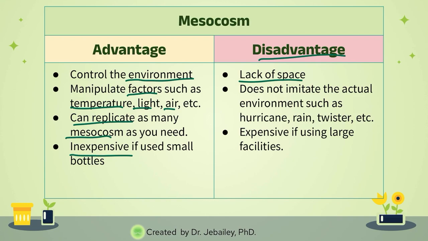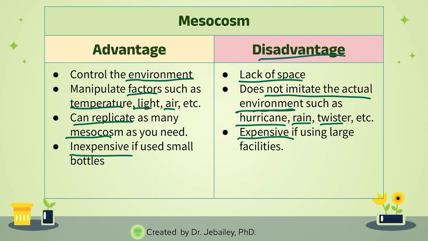The bad side about this is that they don't have enough space, because you can't put a lion inside of a bottle, can you? No, you can't. And sometimes you cannot exactly imitate the environment outside. Like the savannah, you cannot put all the animals and plants inside of a bottle, so you cannot be exactly the same, which means you also cannot imitate a hurricane, a rain, or a twister. And sometimes if you want to make a bigger facility of mesocosm, it's very expensive.